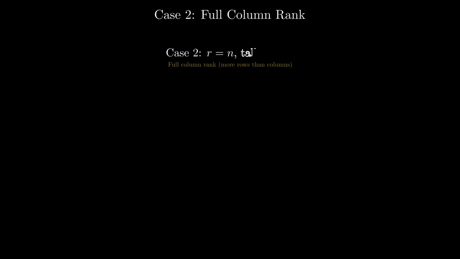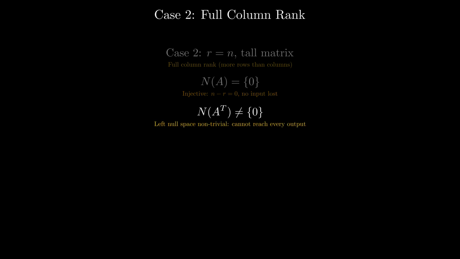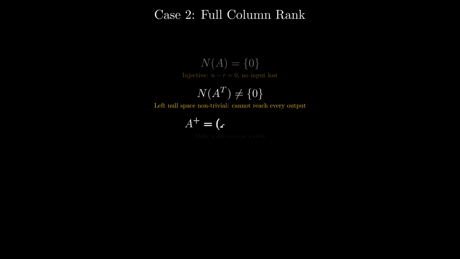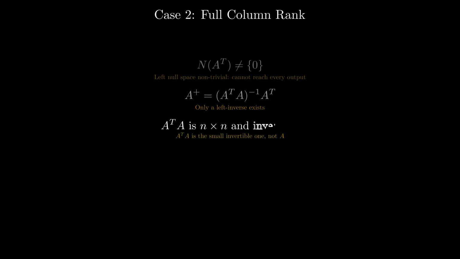Second case, r equals n, full column rank, which describes a tall matrix. The null space of A is just the 0 vector, so the map is injective, meaning no input is lost. But the left null space is not trivial, so the map cannot reach every output. This means only a left inverse exists, and it is given by the formula: the inverse of A transpose A times A transpose. Notice the key piece here. The matrix that's actually invertible is A transpose A, which is an n by n matrix, not A itself.